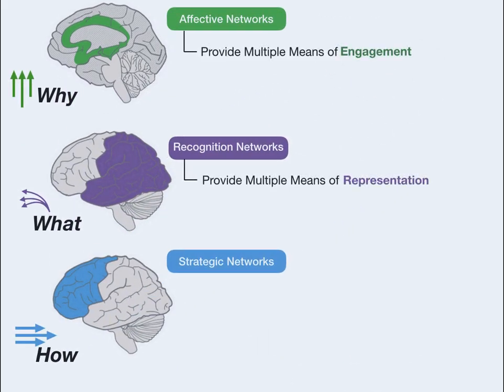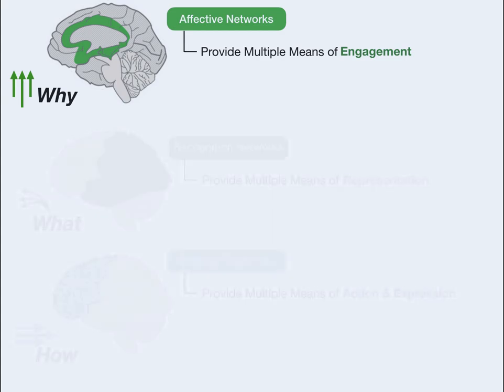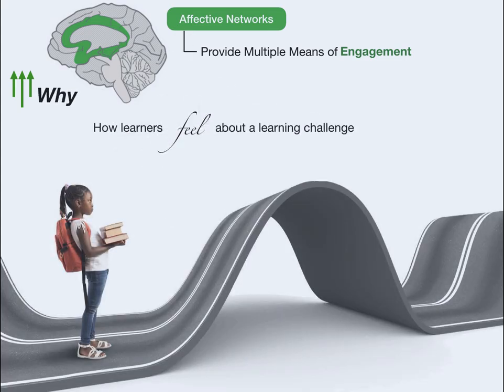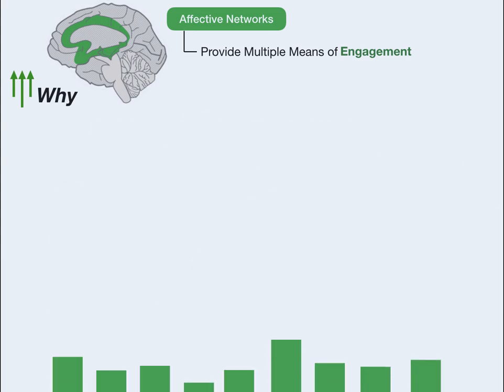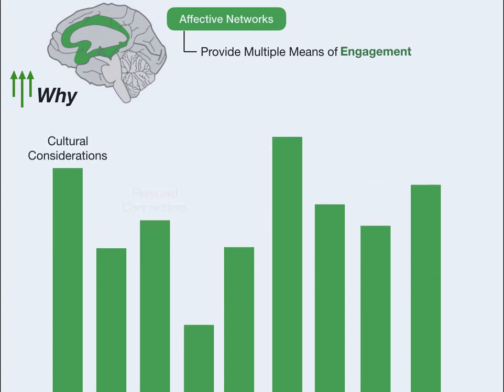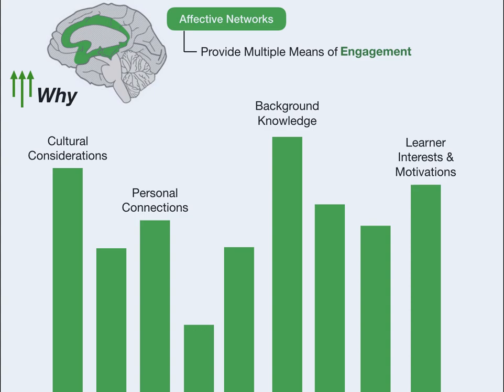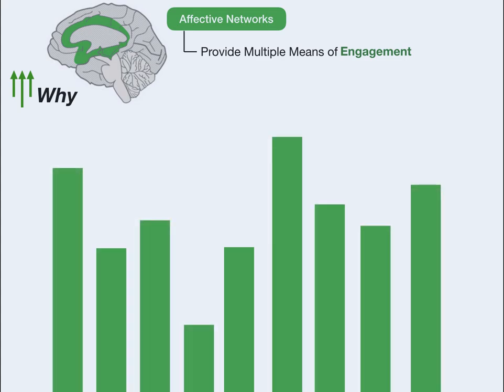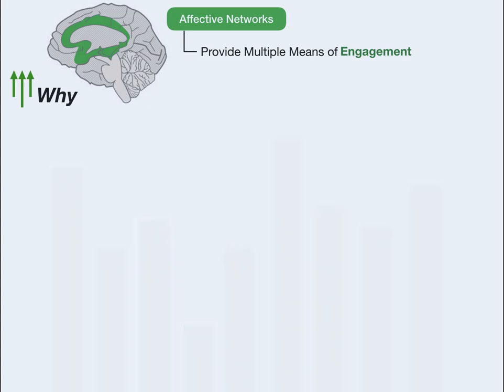The UDL principles align to these three learning networks. Multiple means of engagement aligns to the affective network, or the why of learning. How we feel about a learning challenge determines our motivation to begin, then persist, when the learning gets difficult. A learner's engagement can vary widely, depending on a variety of factors, including cultural considerations, personal connection to the topic, background knowledge, and learning interests and preferences. There is no one uniform type of engagement that works best for all learners in all situations. Providing multiple ways for learners to engage with the content is essential.